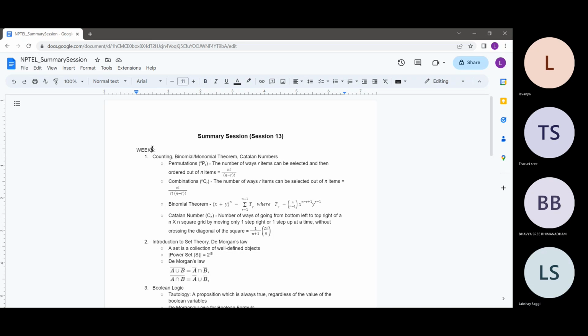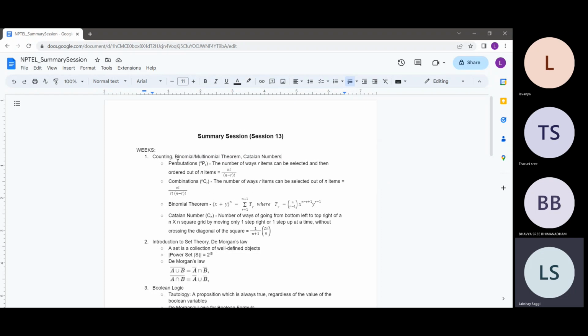So the first week, when the session just started, was about a basic introduction, the binomial and I guess multinomial theorem. The first week was more about revisiting what we have studied in high school already, basic counting arguments and the binomial theorem, and some new things like Catalan numbers also.